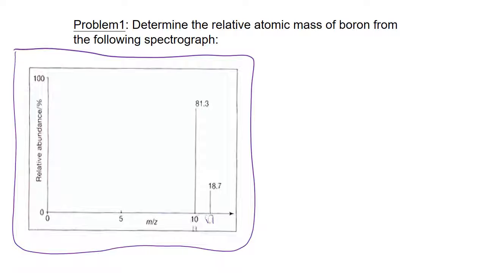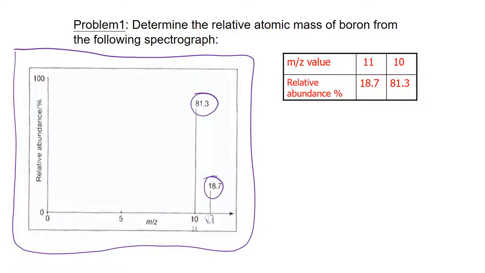Okay, so here is boron being put through the ringer here. 81.3% has a mass of 10 and 18.7% has a mass of 11. So can you work out what the mass of the boron atom is from the following spectrograph? Pause the video now and let's see if we can get an answer.